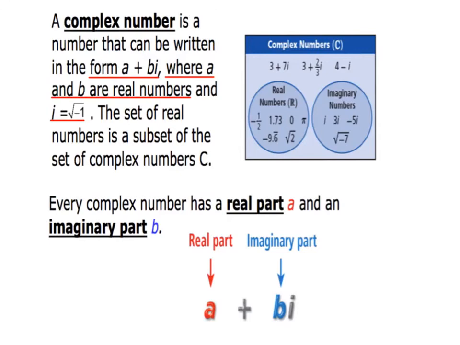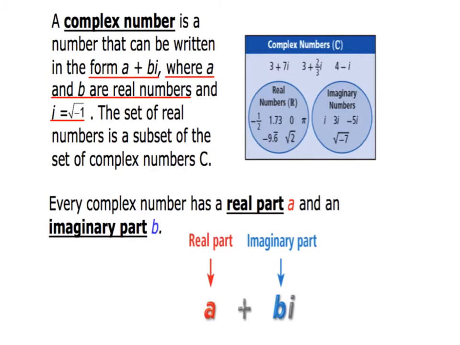Alright, in your notes you're going to see a place where you can put the definition for a complex number. A complex number is a number that can be written in this form, a plus bi, where a and b are real numbers. Let's go down here and look. You have a real part, which is the a right here, and you have an imaginary part, that's this part right here. When you put the real part plus the imaginary part together, you have a complex number.